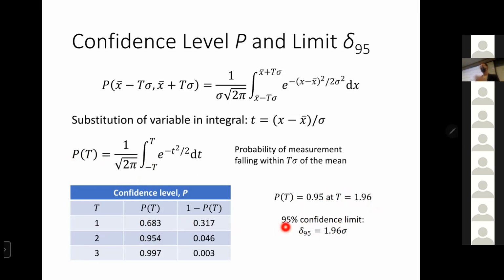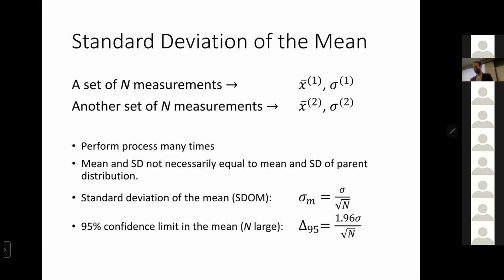The interval from plus 1.96 standard deviations of the mean to minus 1.96 standard deviations away from the mean is called the 95% confidence interval, or the 95% confidence limits. And we can express that as delta 95. Delta 95 is 1.96 times the standard deviation. Okay, so that's where you would expect 95% of all the measurements to lie, within that interval. Any questions so far?